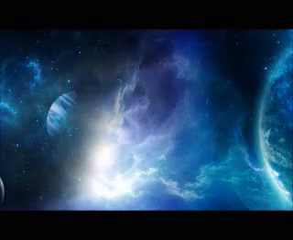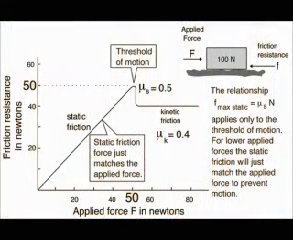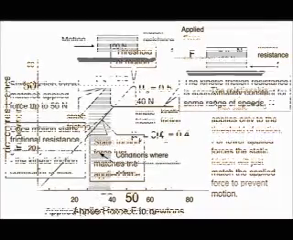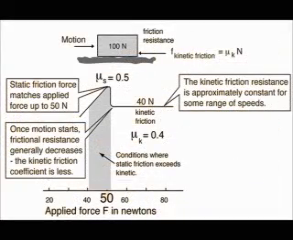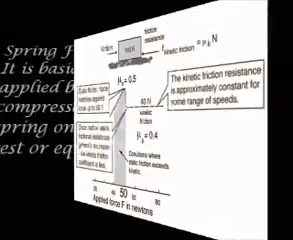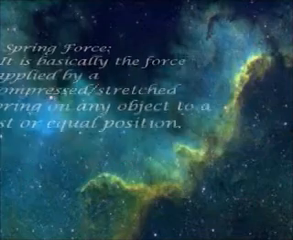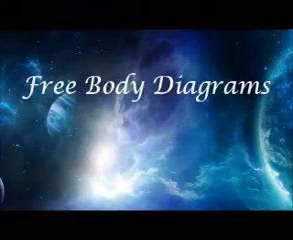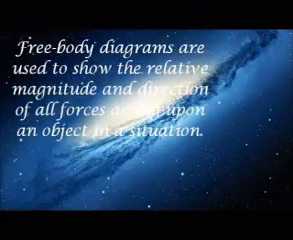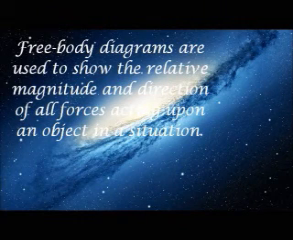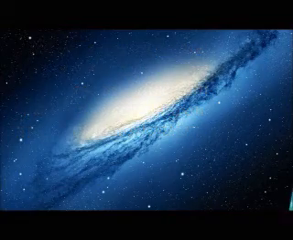Static friction versus kinetic friction. Static friction occurs when two objects are in contact but not moving. Kinetic friction occurs when there is movement between two objects which are in contact with each other. Spring force. It is basically the force applied by a compressed or stretched spring on any object to rest or equal position. Free body diagrams. Free body diagrams are used to show the relative magnitude and direction of all forces acting upon an object in a situation.